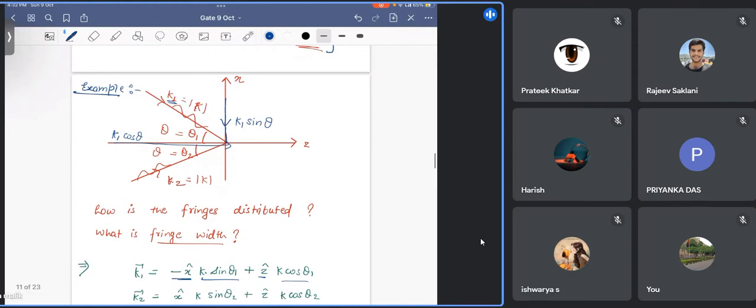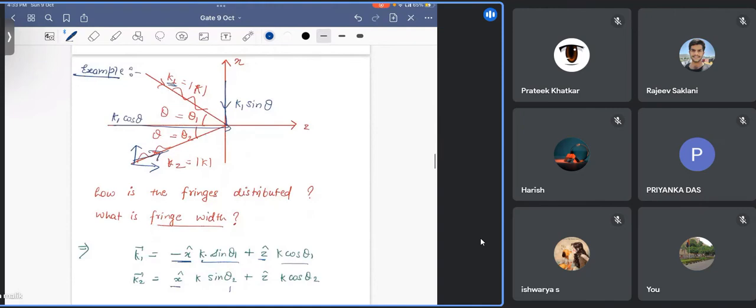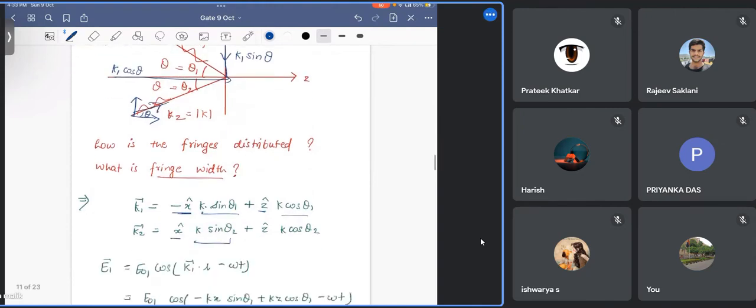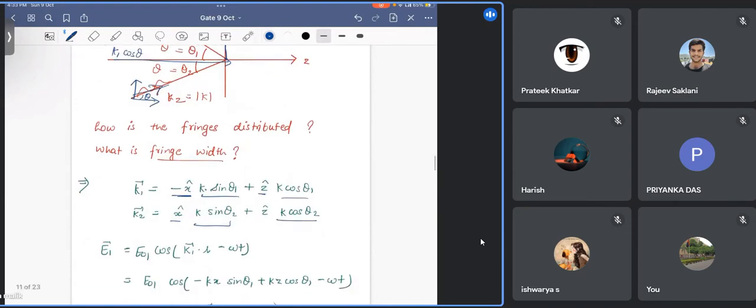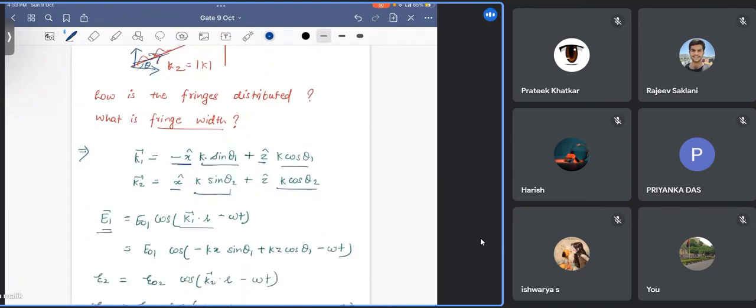Similarly, you can also say for K2. K2 is moving in this direction, so it has two components, one in z cap and another in x cap. In x cap you have K sin theta, since this angle is theta, and in z cap K cos theta. We write the E1 vector with K dot R minus omega t. For the first wave, this is the K vector, so we multiply with R. This will give Kx, Kz, and omega t.